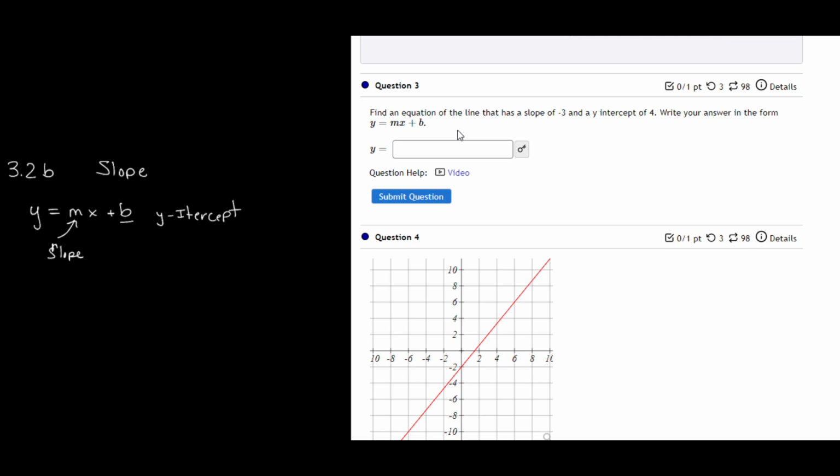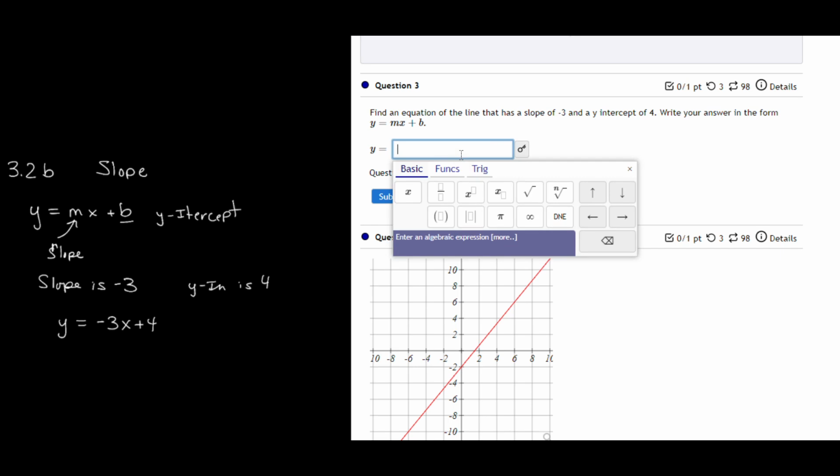All right, so all they're asking us for this time, they're telling us that the slope is equal to negative 3 in our question, and then I have a y-intercept of 4. So they're just asking us to rewrite this as y is equal to negative 3x plus 4. And you're just typing that into the box. Now, because the y is already there, you don't need to have it, so you're just typing in negative 3x plus 4. Oops, put that positive sign instead.